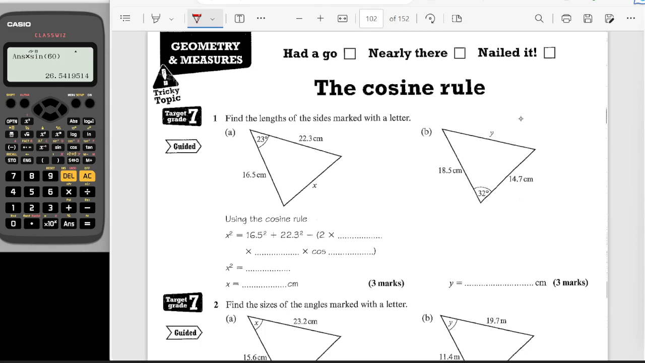So they've said x squared is going to be equal to 16.5 squared plus 22.3 squared minus two lots of, and then so technically, if I call that A, that B, that C, that capital A. So I would have labelled those the other way around, but it makes no difference at all. So we're looking at 16.5 times by 22.3 times by cos of the angle, which is 23. And then we can just type that into our calculator.